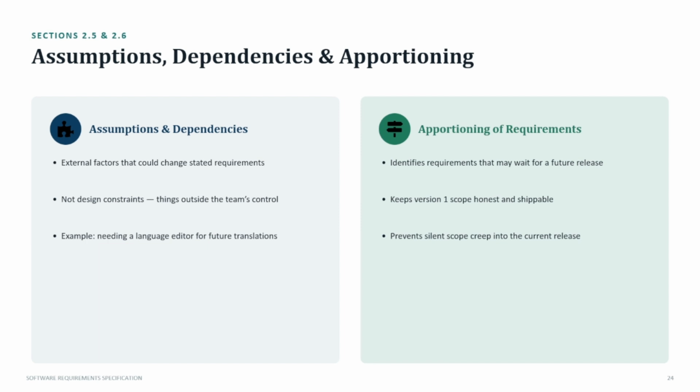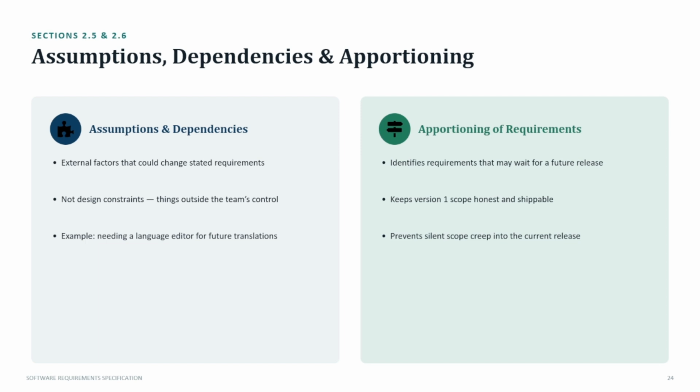Then keep the version scope honest and shippable, preventing silent scope creep into the current release. So everything which should be released in the scope of version 1 should be documented. You cannot creep, meaning you cannot insert any other requirements that are not mentioned.